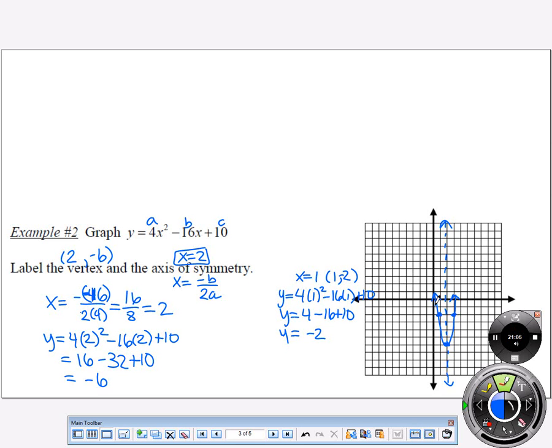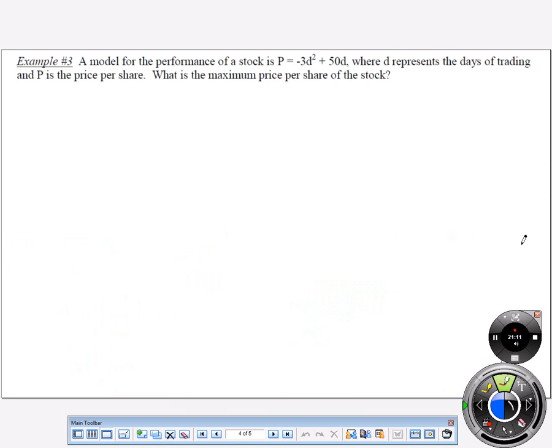All right. Last example is not to graph it, but to answer a question in some sort of context. Okay?